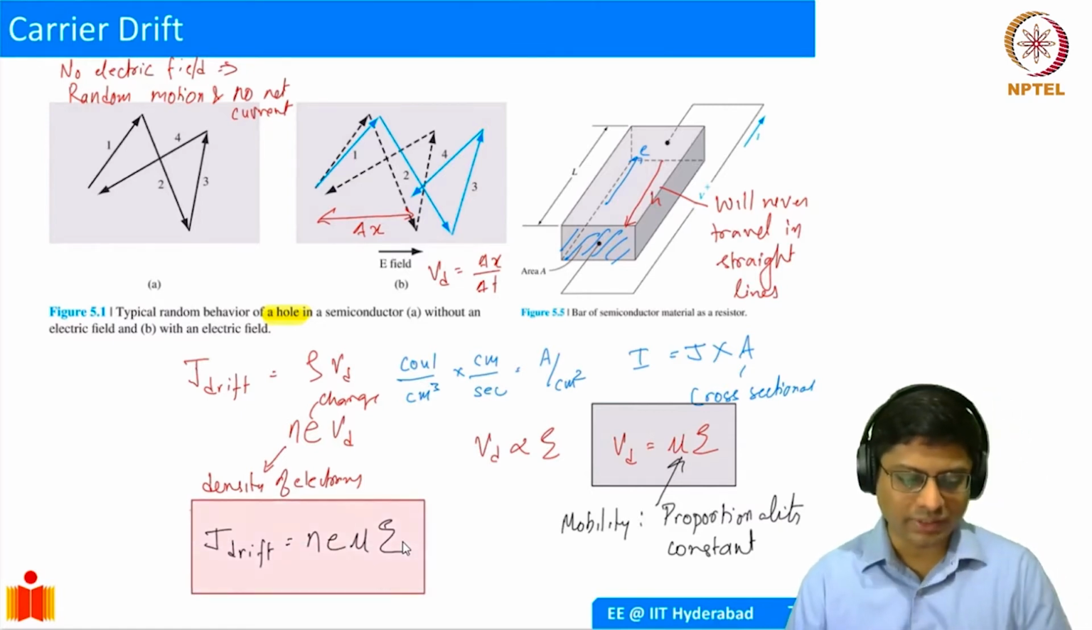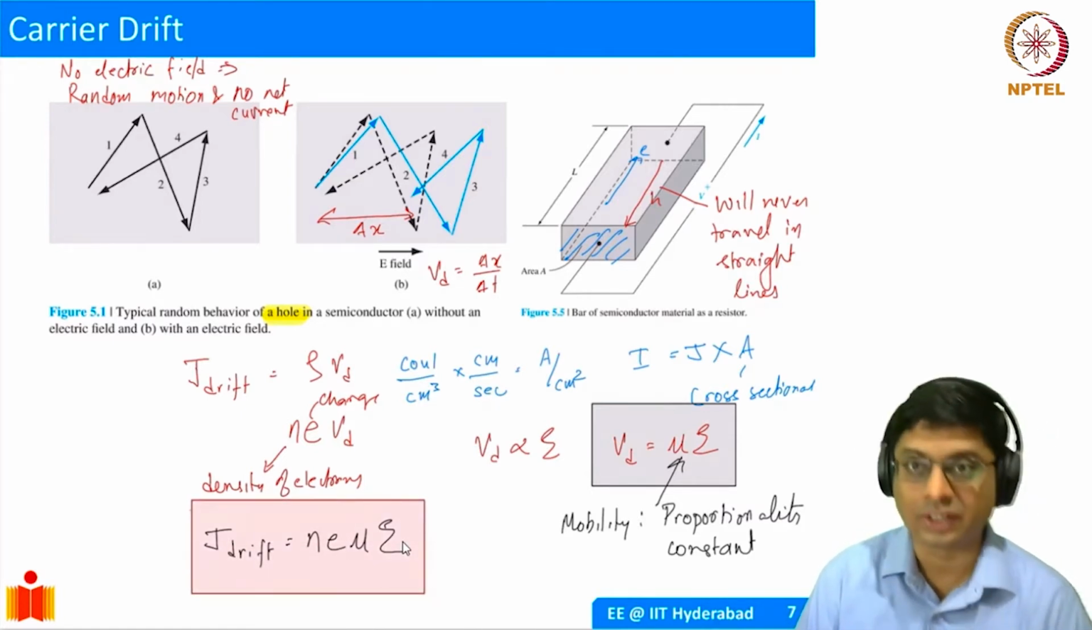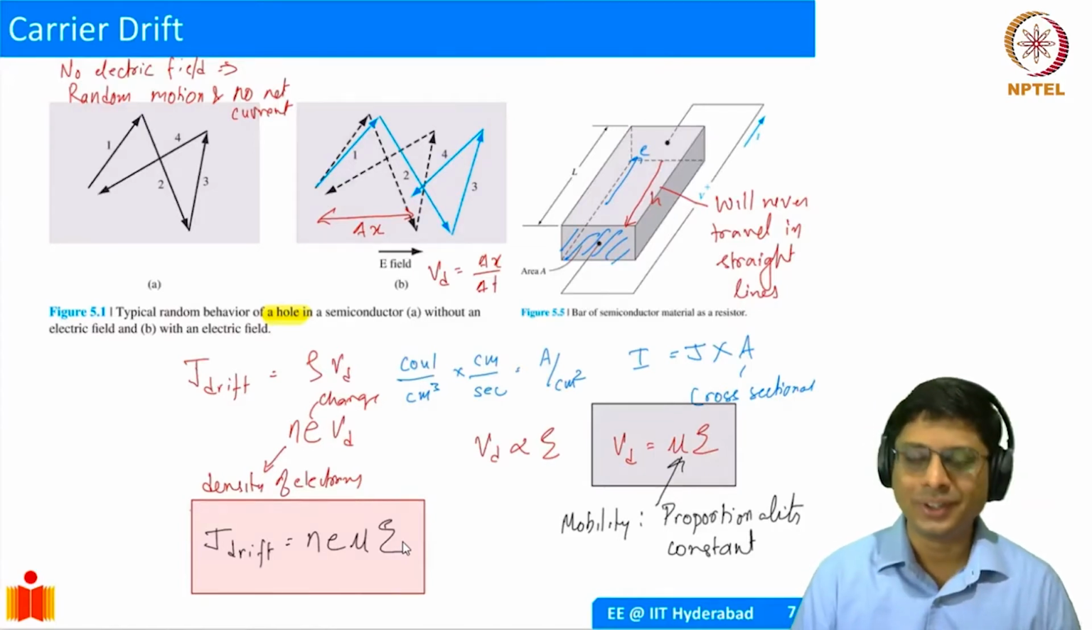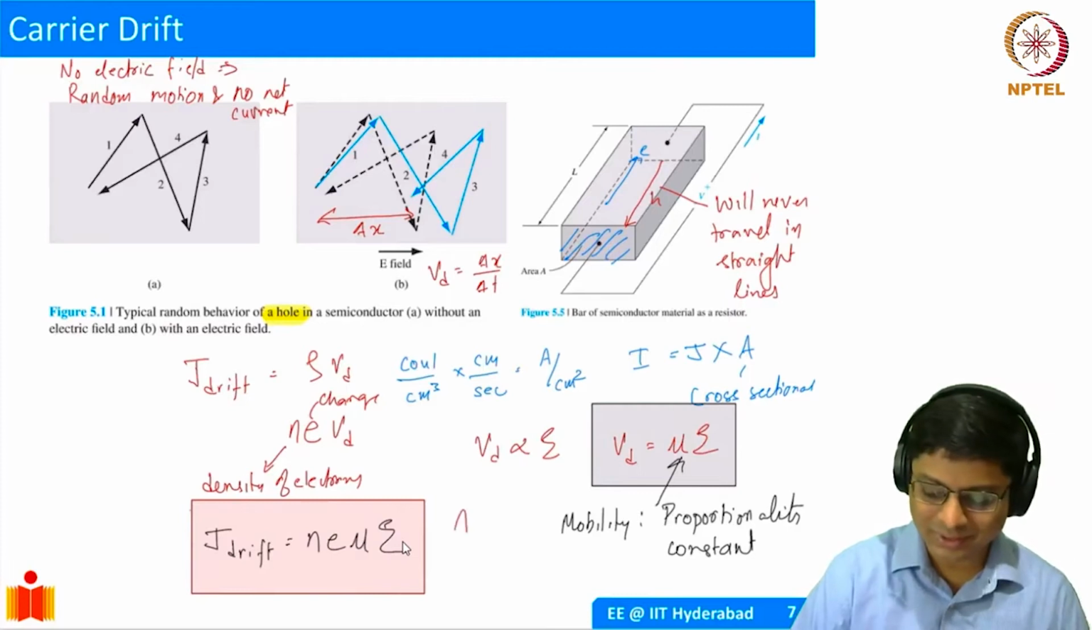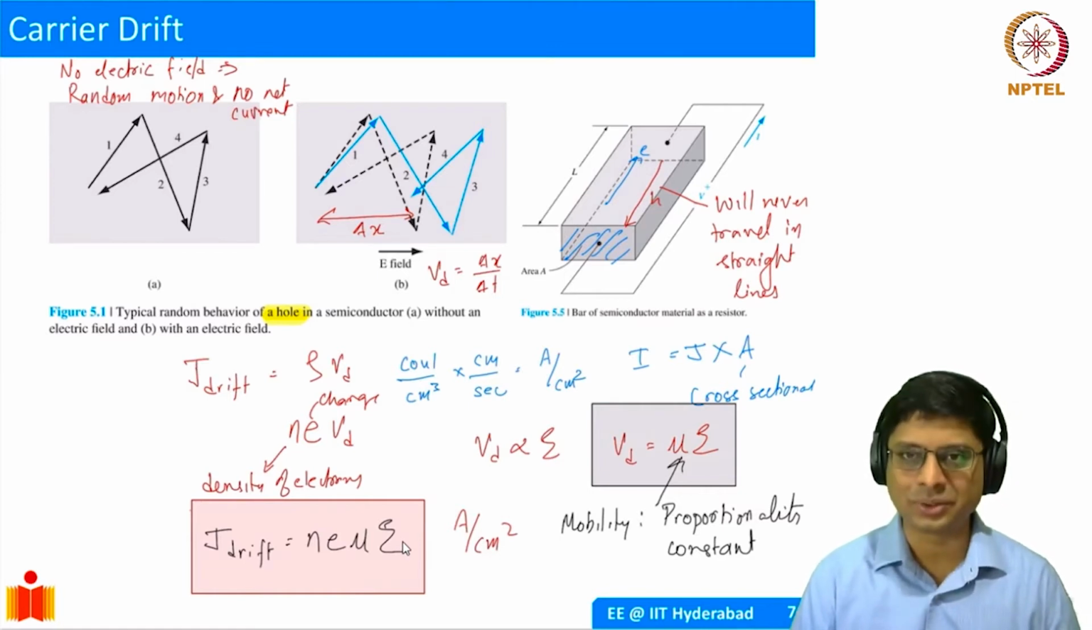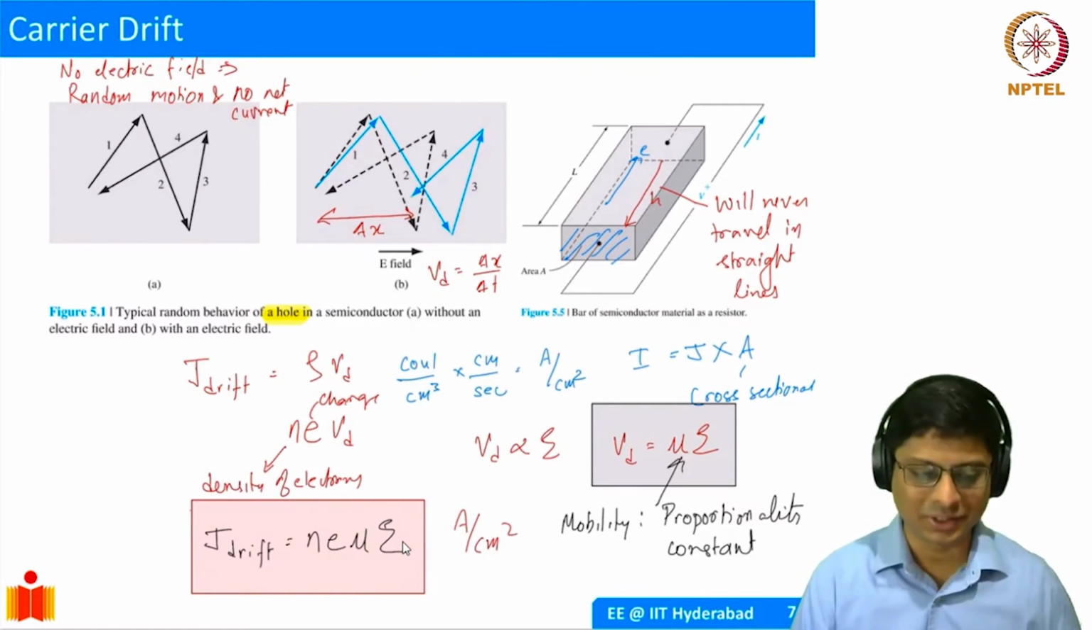All right, so you can verify that it is still electrons. What should be the units of mu so that you have J equal to amperes per centimeter square? Yeah, this is interesting. Please verify. You can pause it if you would like. Just make sure that you get the right units. Never forget the units of mobility.